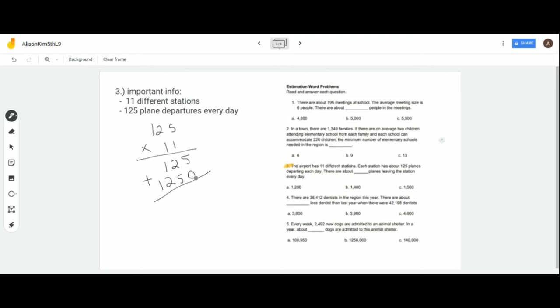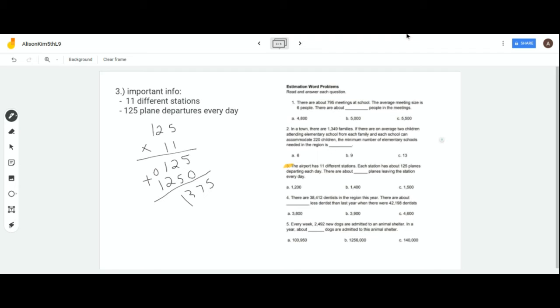So we get 5 plus 0, 5. 2 plus 5, 7. 1 plus 2, 3. And 1 plus, right here is basically 0, is what? 1. So our answer is 1,375.